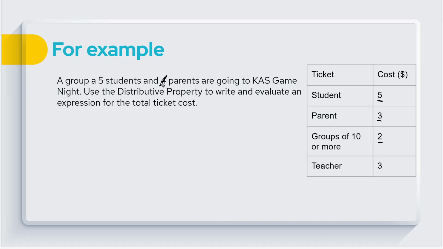Oh, well then let's just change this. Let's change that to 6. So now we have a group of 10 or more, right? So let's just do this thing here. So we have 2 times (5 plus 6), right? And so 2 times 5 is 10, plus 2 times 6 is 12, and that's 22. It's going to cost $22 for the tickets.